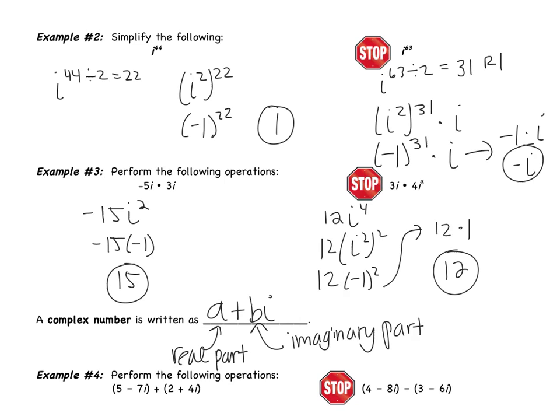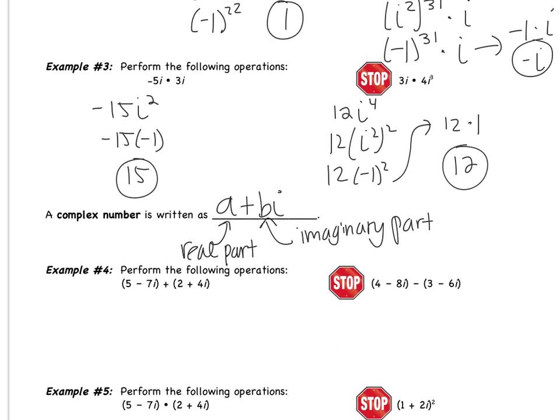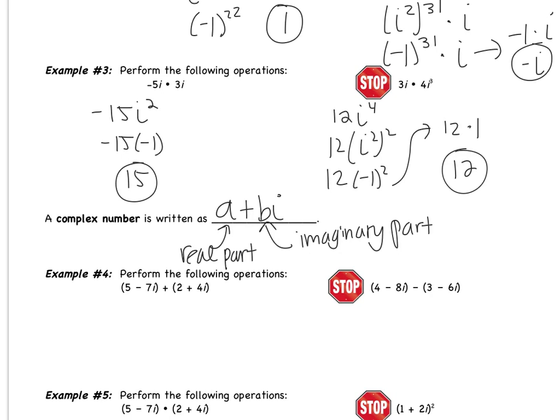So right now, we're going to perform operations with complex numbers. So we're going to add, subtract, multiply, divide complex numbers. So looking at example number 4, we are the example to the left. We are going to be adding 2 complex numbers. Now you can add the real part. So 5 add 2 is going to be 7, and then you add the imaginary parts. -7 add 4 is -3i. And that's my final answer.